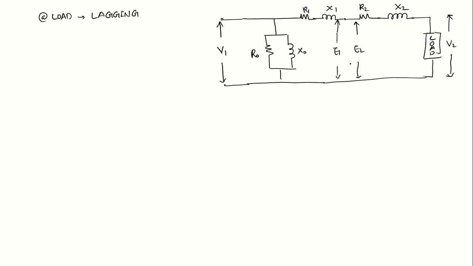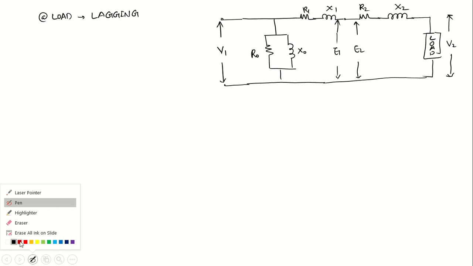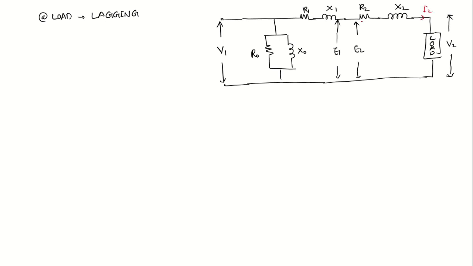Now we can mark the currents. When the secondary load is connected, there will be a secondary current and we can mark it as I2. On the primary side that becomes I2 dash, and this will be I0, and this is the current I1.